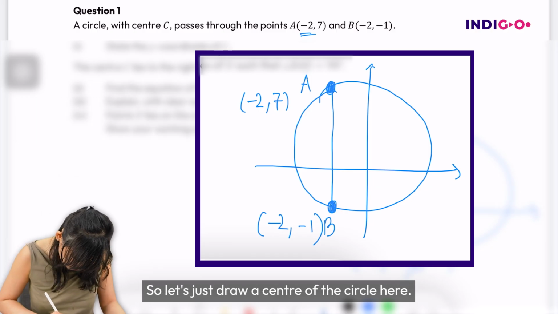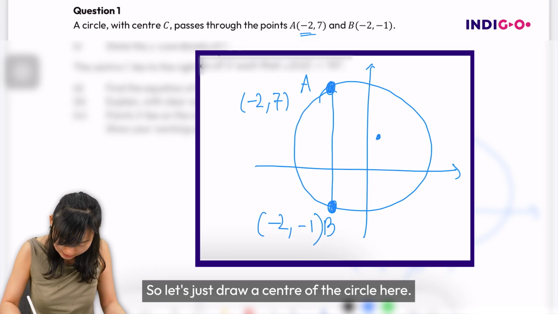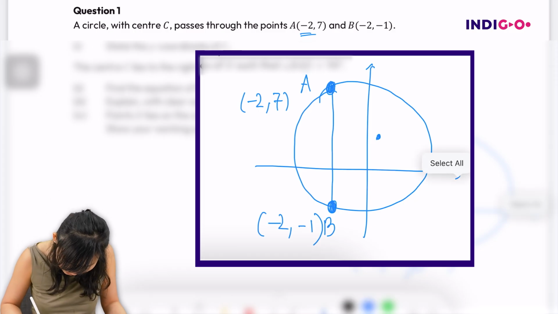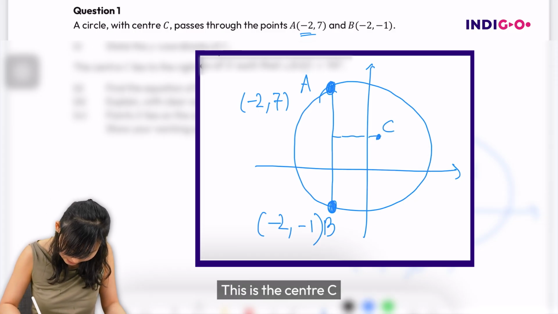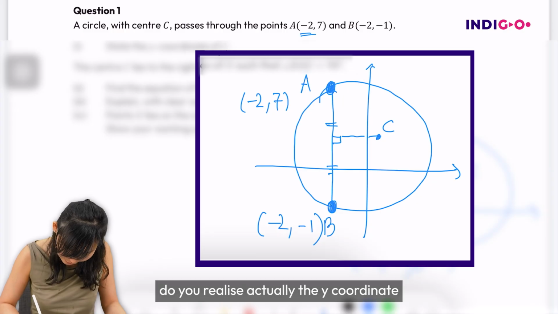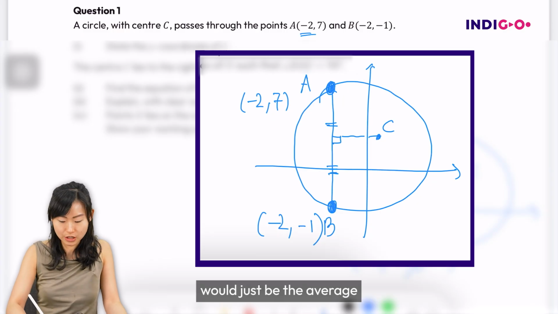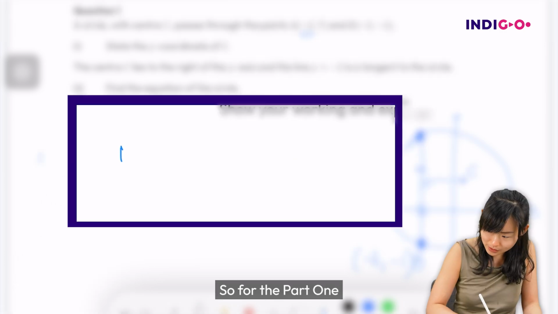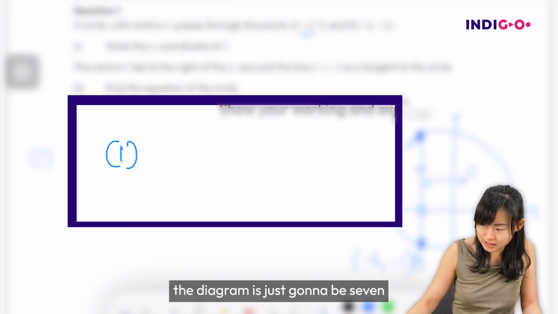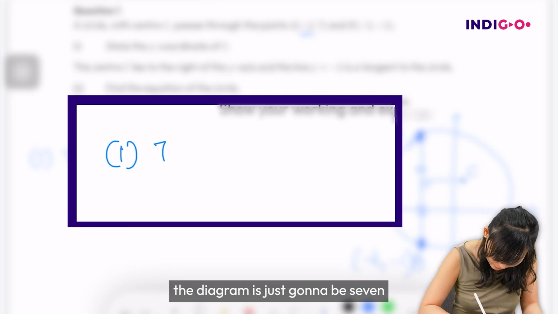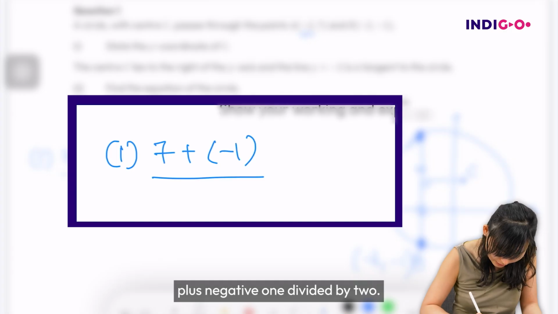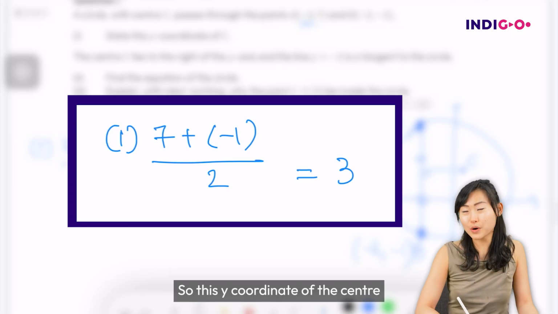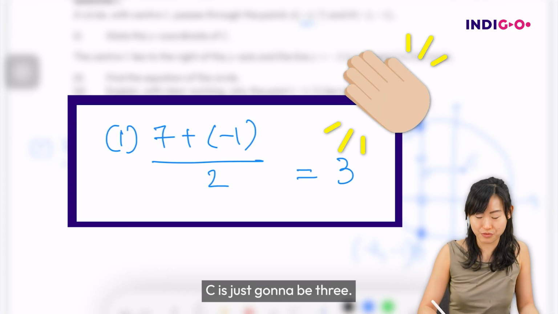So let's draw the center of the circle here. If I have a vertical line down, then this is the center C. Do you realize the y coordinate would just be the average of the y coordinates of A and B? So for part 1, if you just want to state the answer, it's just going to be 7 plus -1 divided by 2, and that's going to give us 3. So the y coordinate of the center C is just going to be 3.